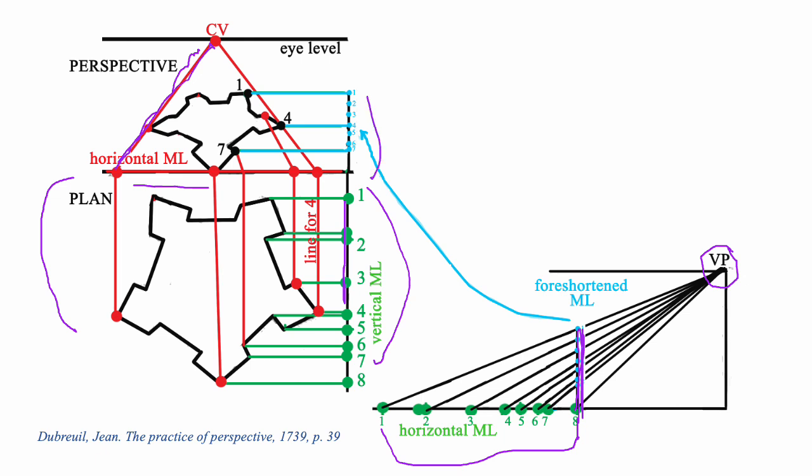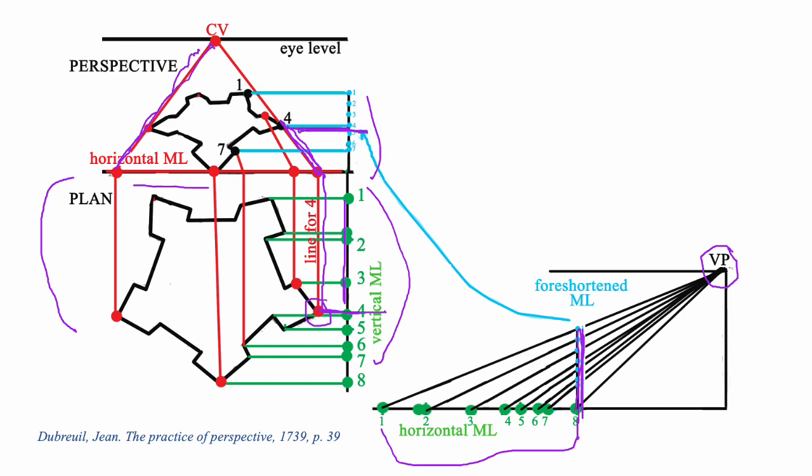So the way it works is that we can find this point on plan, which is next to 4 on the vertical measuring line, and it follows this line up to the x-axis. This line converges toward the center of vision, and we know to stop here because this is number 4 on the foreshortened measuring line.